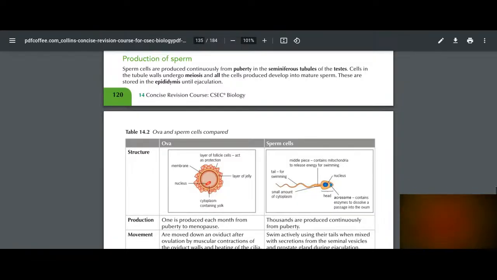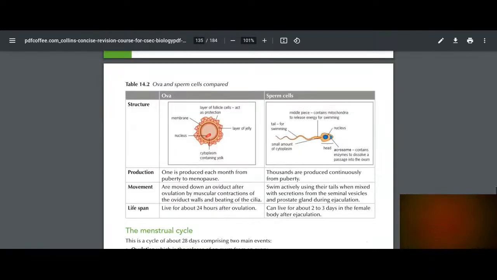So basically, the sperm is produced in the testes, the epididymis stores the sperm, the male gametes are known as the sperm, and the testes are located outside the body in the scrotum. So again, the sperm is produced in the testes, the testes are located in the scrotum, and the epididymis stores the sperm.